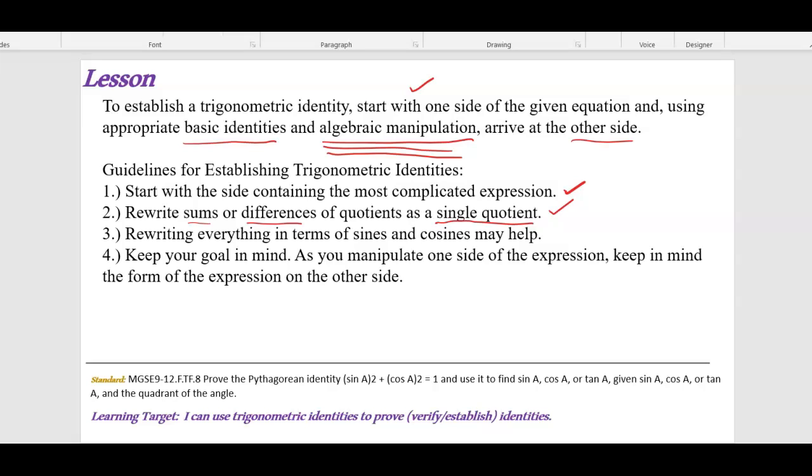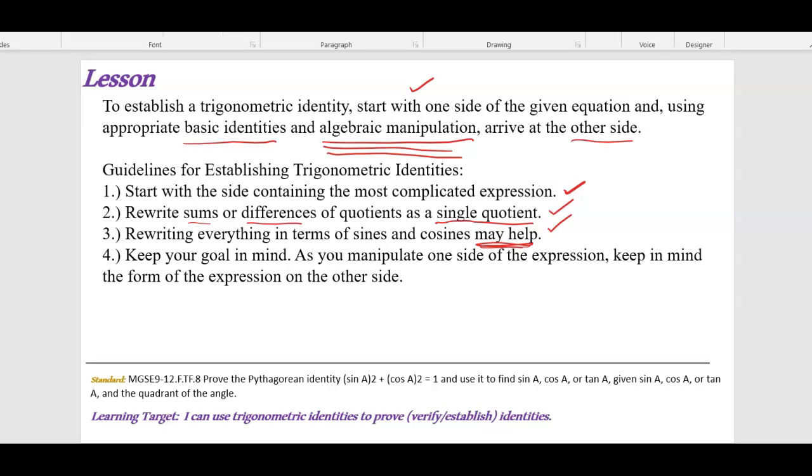Sometimes it may help, and that's where you've got to be careful. Sometimes if you're like, I don't even know where to go with this, you can rewrite every expression in terms of sines and cosines. Not always the easiest thing to do, and there are problems where factoring out a term is actually the first step, but sometimes rewriting everything in terms of sines and cosines helps, and you've seen that.